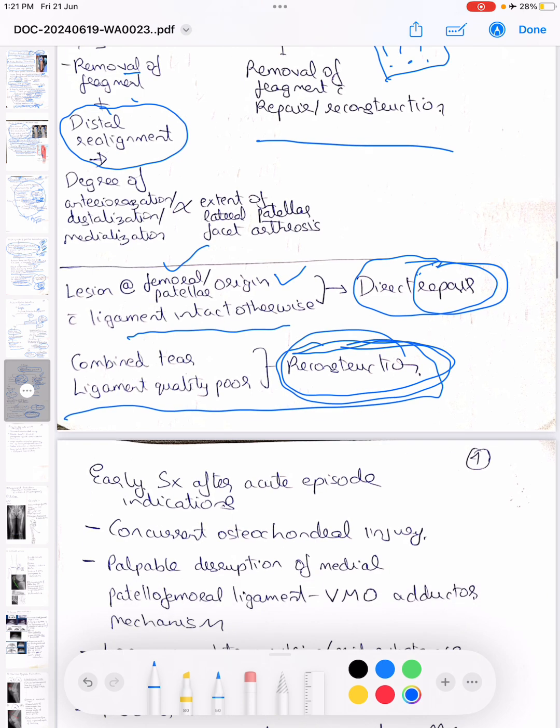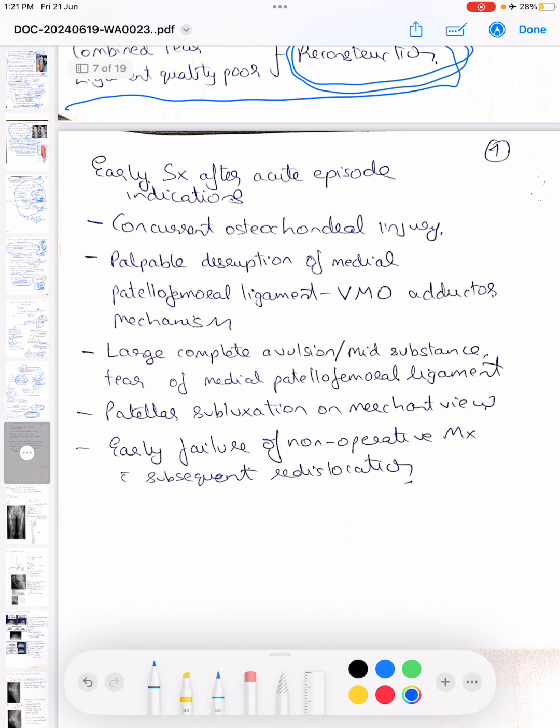Right? So next we are going to discuss when do we go for early surgery after an acute episode of patellar dislocation. What are the indications?